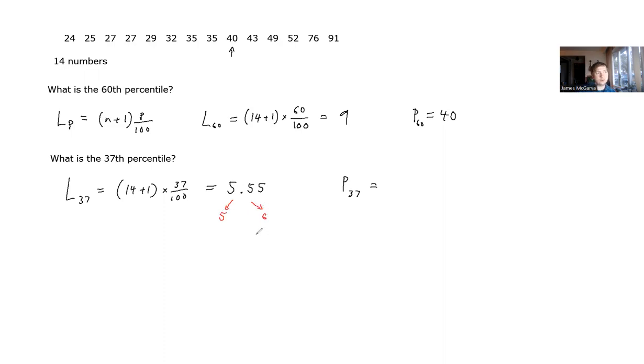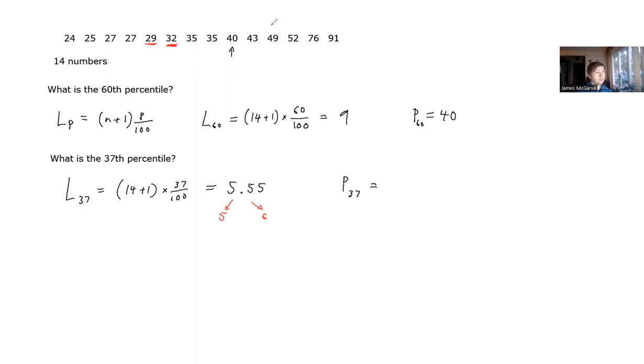So that means our percentile should be somewhere between the 5th number, which is here, 1, 2, 3, 4, 5, and the 6th number, which is there. Right? If our L had turned out to be 5, the answer would have been 29. If our L had turned out to be 6, the answer would have been 32. Our L turned out to be somewhere in between 5 and 6. So our answer should be between 29 and 32.